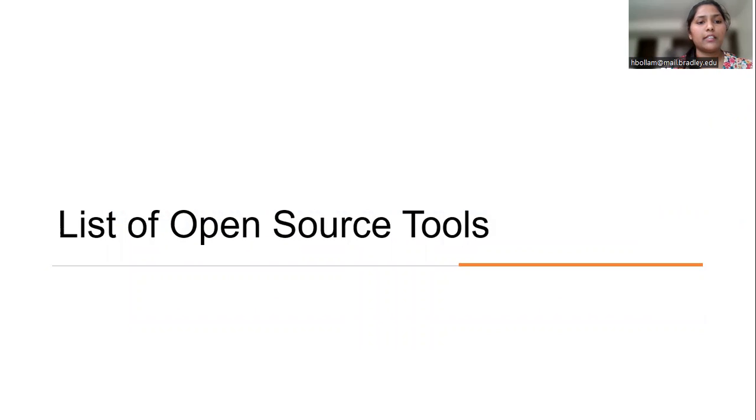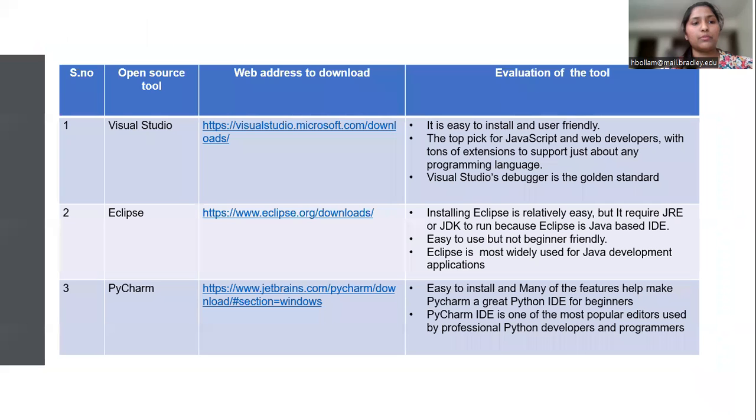And let's see some list of open source tools. The first one is Visual Studio. It is easy to install and mostly preferable for front-end development. The best feature of Visual Studio is the debugger. And next is Eclipse. It is also open source. It may not be beginner friendly, but it is the best for Java development applications in the real world. But it requires JRE or JDK to use it.